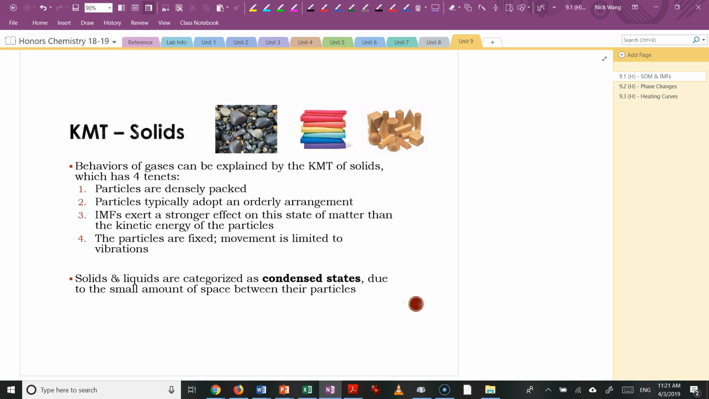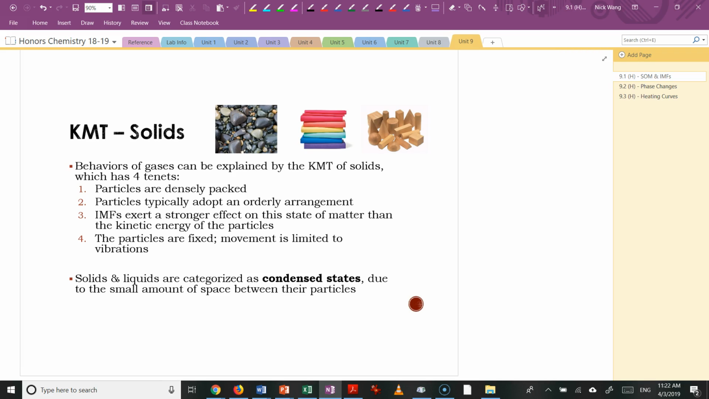Intermolecular forces here have a much greater effect than the other ones because the kinetic energy is fairly low. So the intermolecular forces can hold them in place. And then finally, part 4 here, the particles are fixed. Generally speaking, they don't flow past one another, right? The movement is limited to vibrations, not flow.